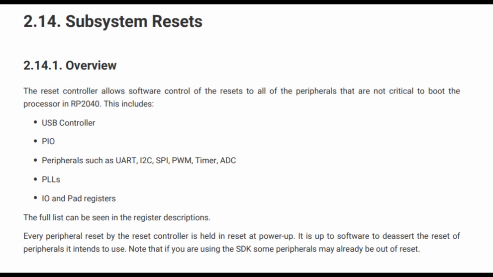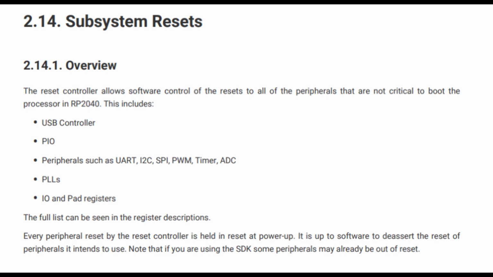PIO is a peripheral that is not critical to boot the processor in the RP2040. That means it's not reset by the power on reset or the power on state machine, similar to IO bank 0 or the phase locked loops. The subsystem reset controller holds all these non-critical peripherals in reset until our software releases them.